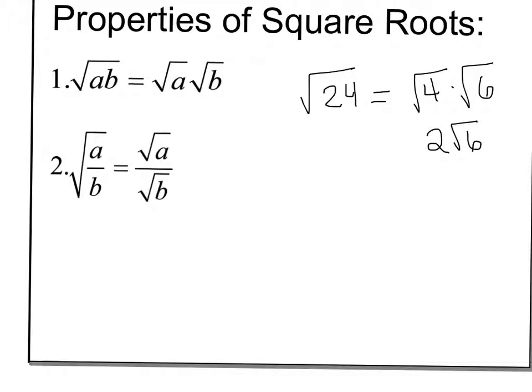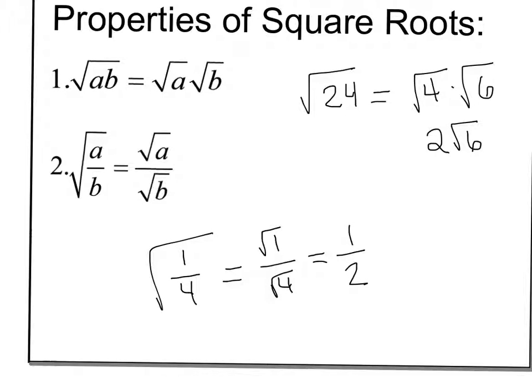The same thing is true with number 2 if I have a fraction under the square root. Let's say I have 1/4 under my square root. I can write that as the square root of 1 over the square root of 4. And the square root of 1 is a 1, and the square root of 4 is 2. So the square root of 1/4 becomes 1/2. So let's practice.